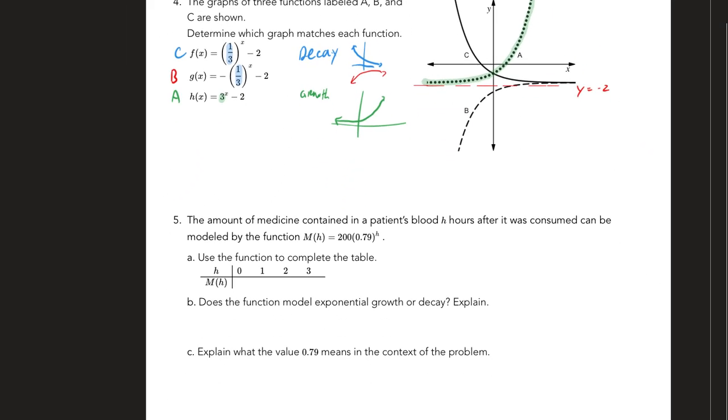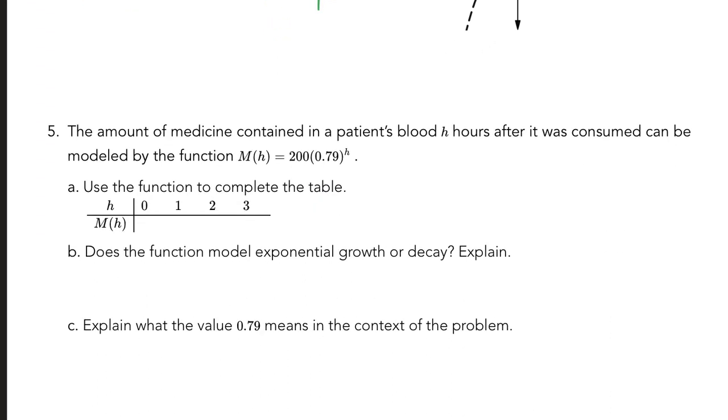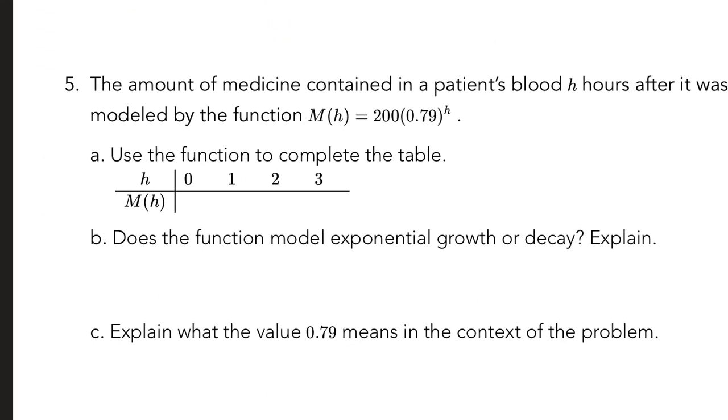I think there's just one last problem here I want to go over. The amount of medicine contained in a patient's blood H hours after it was consumed can be modeled by the function M. So it looks like M for medicine. So the medicine as a function of the time, hours, is 200 times 0.79 to the H power. Use the function to complete the table. So just evaluating that, it's pretty straightforward.